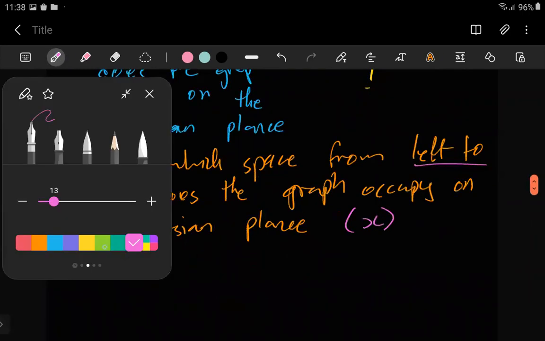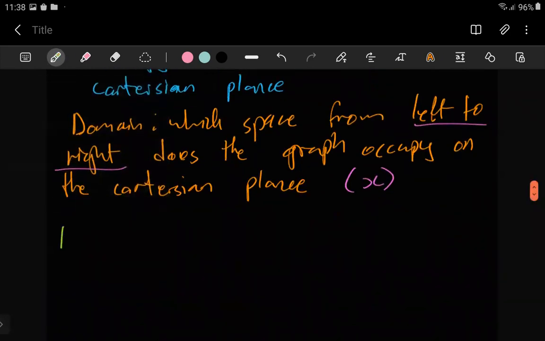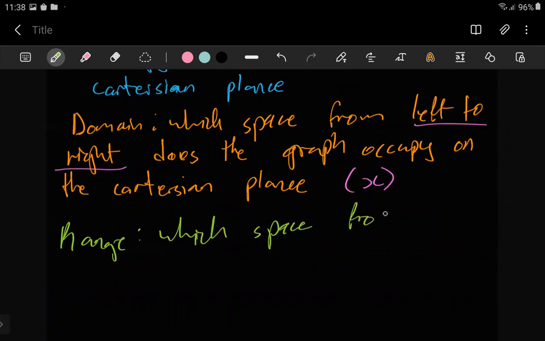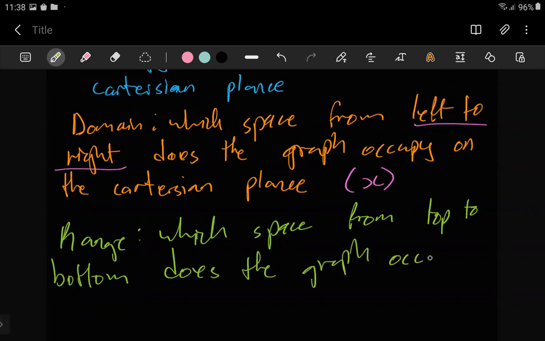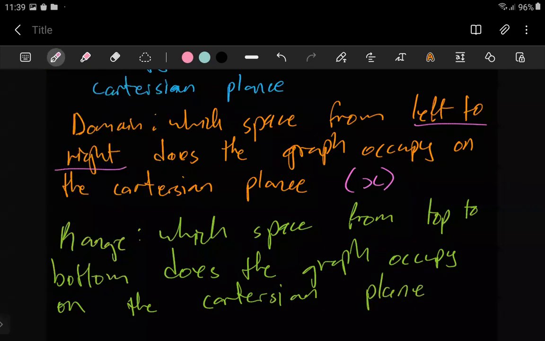Range is asking a similar question, but it's just going to be the opposite now. So range is asking which space from top to bottom does the graph occupy on the Cartesian plane? So that's why here the target is top to bottom, and that's why we talk about y.